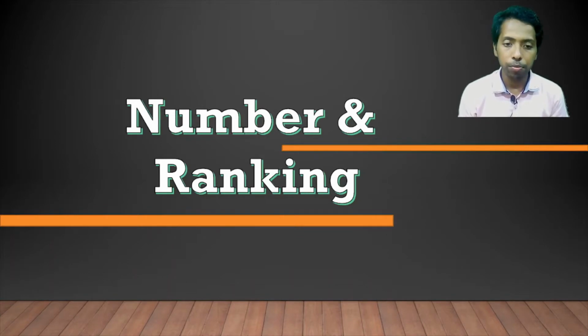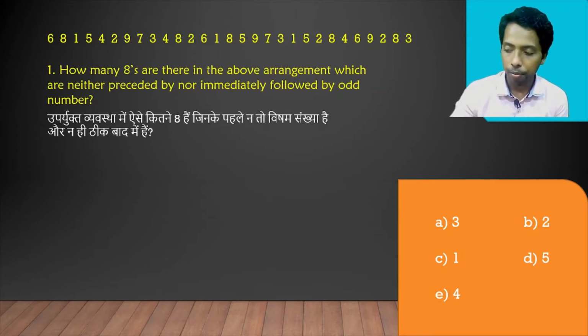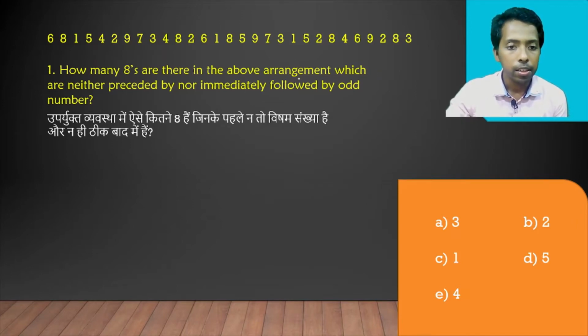So moving to the first set of questions, that is number based arrangement, and here's the first one. A set of numbers is given here and you have to solve the respective questions. The first question on your screen: how many 8s are there in the above arrangement which are neither preceded by nor immediately followed by an odd number?